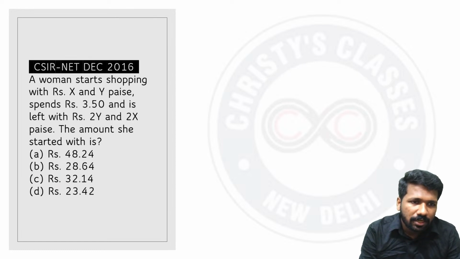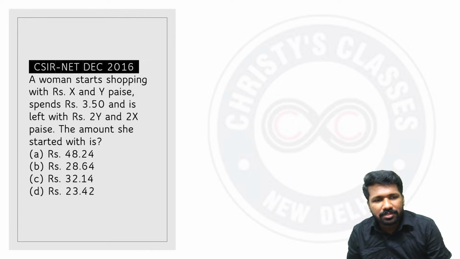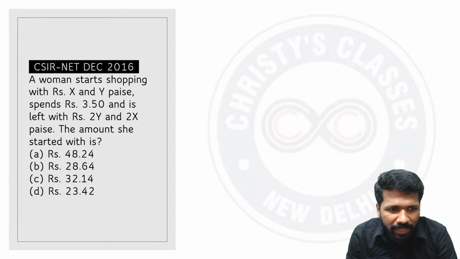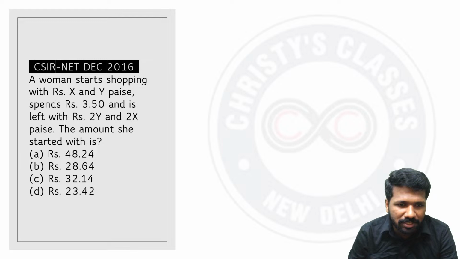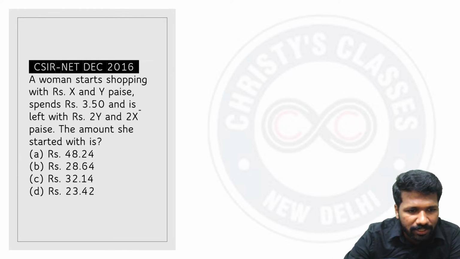A woman starts shopping with X rupee and Y paise, spent 3 rupee 50 paise and is left with 2Y rupee and 2X paise. The amount she started with is this. If option A is the correct answer, let us do elimination just like the similar question we already discussed. 48 rupee 24 paise if she had initially. She spent 3 rupee 50 paise.